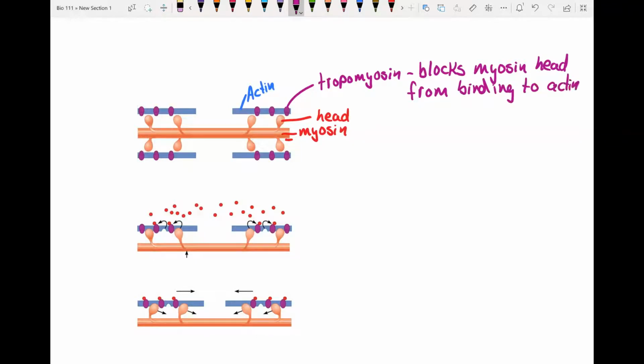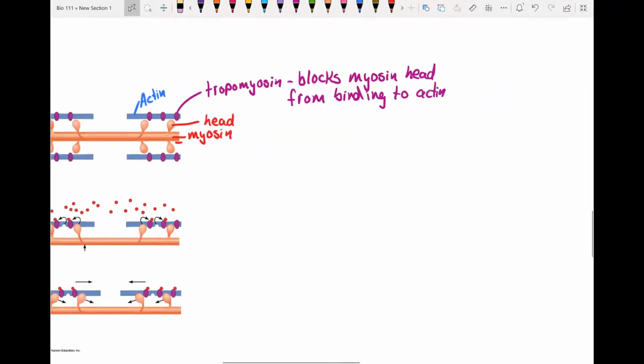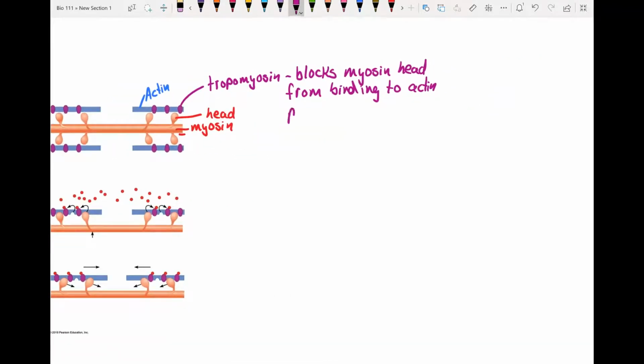So this is showing a muscle that is relaxed. When a muscle is relaxed, the myosin heads can't bind to the actin because tropomyosin is in the way. Then when you want to contract your muscle, so now let's say your brain wants to contract the muscle.